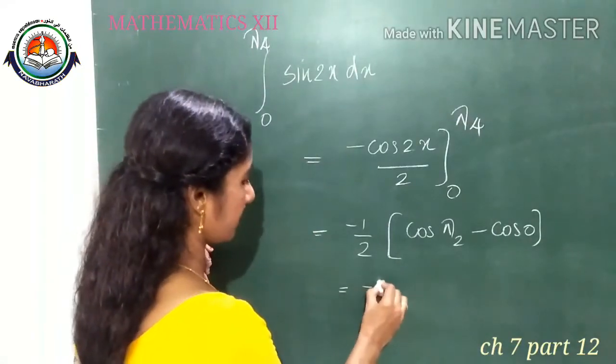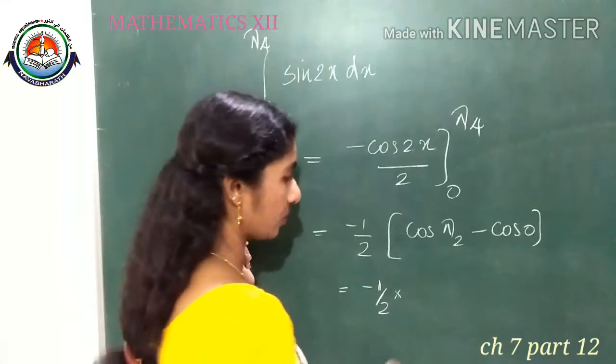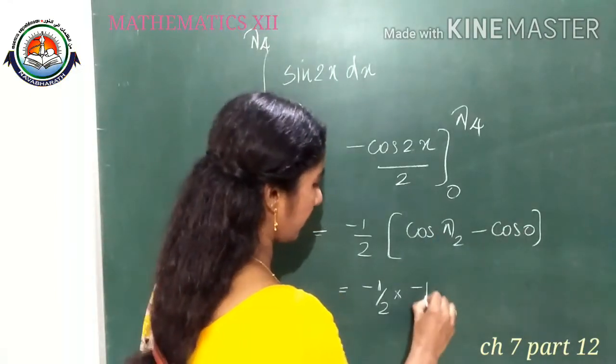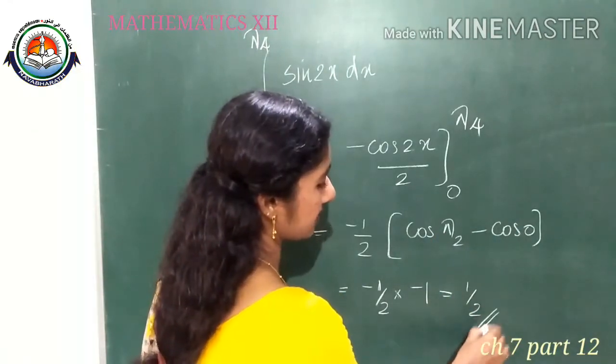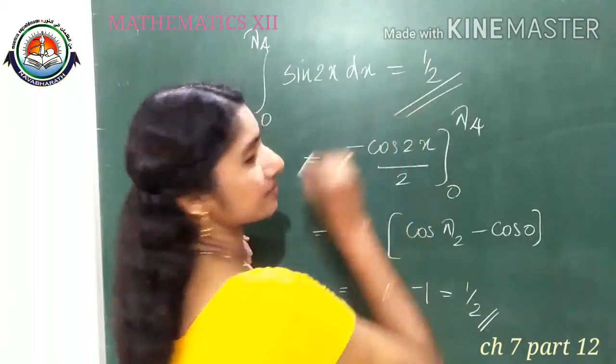What is cos pi by 2? 1 by 2 into cos pi by 2 is 0. So 0 minus 1, minus 1. So we are getting the answer 1 by 2. Okay. So its answer is 1 by 2.